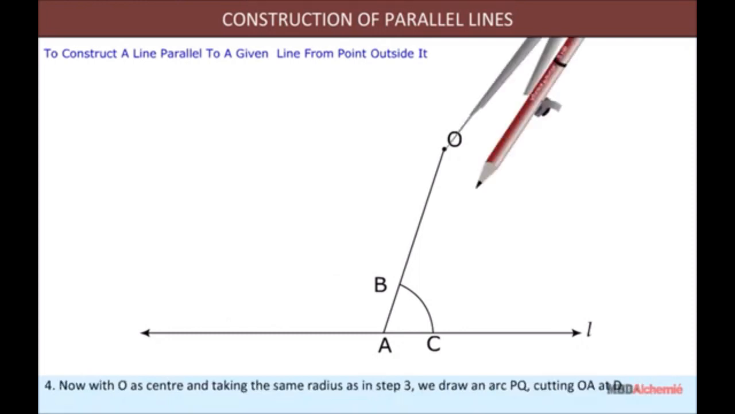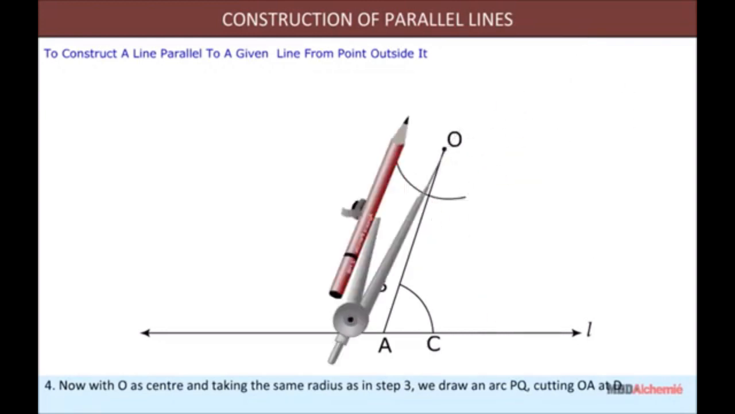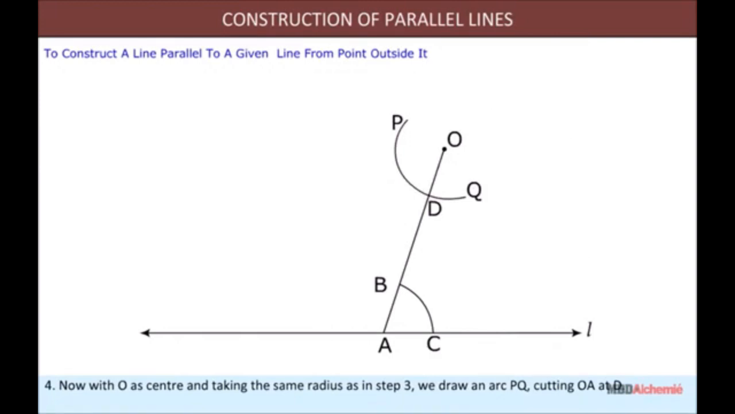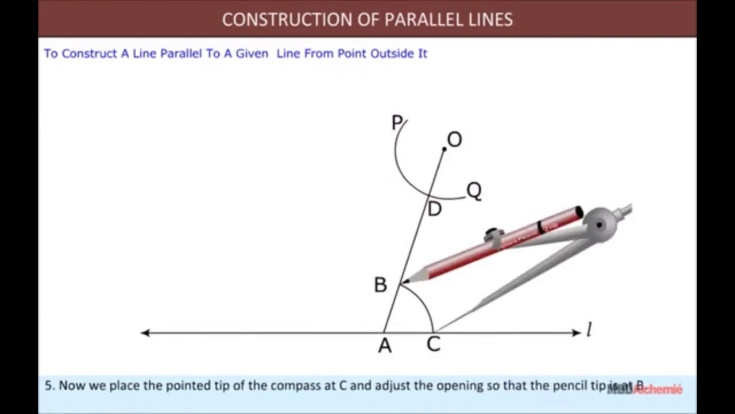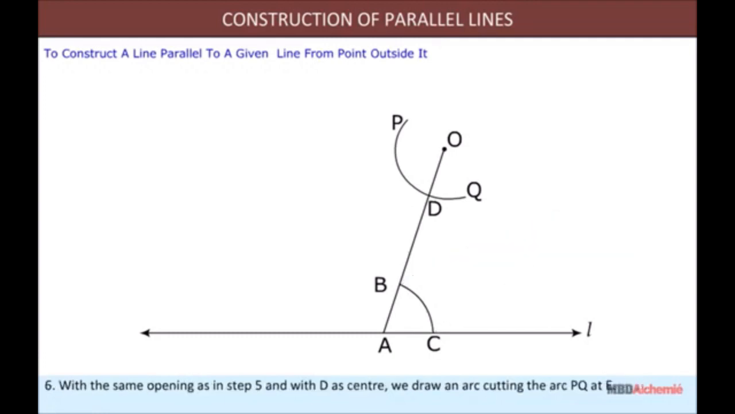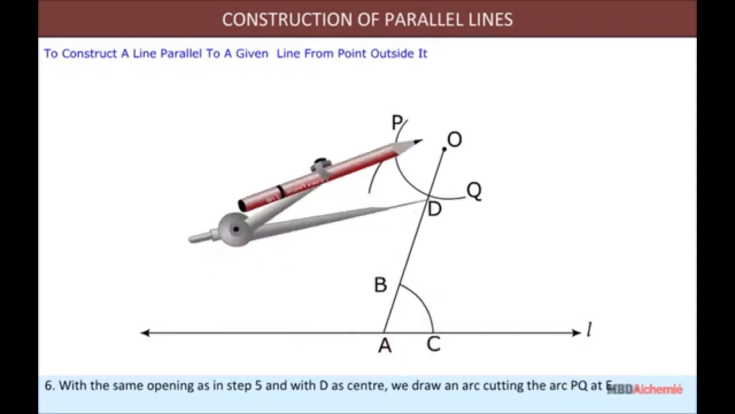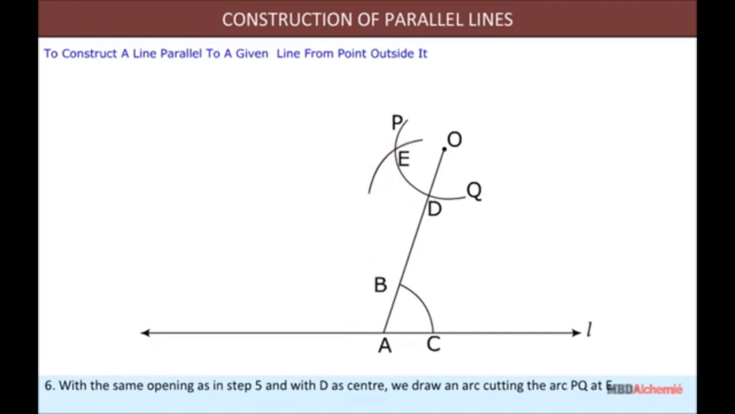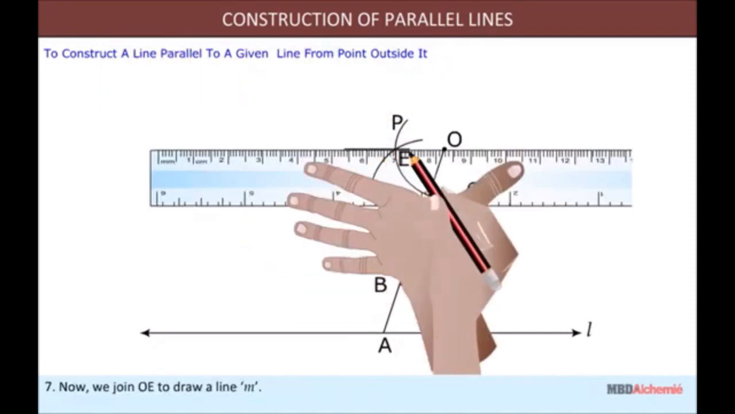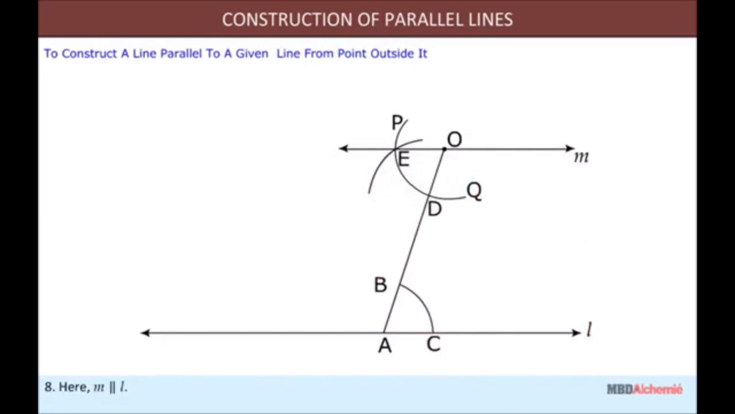4. Now with O as center and taking the same radius as in step 3, we draw an arc PQ cutting OA at D. 5. Now we place the pointed tip of the compass at C and adjust the opening so that the pencil tip is at B. 6. With the same opening as in step 5 and with D as the center, we draw an arc cutting the arc PQ at E. 7. Now we join OE to draw a line M.